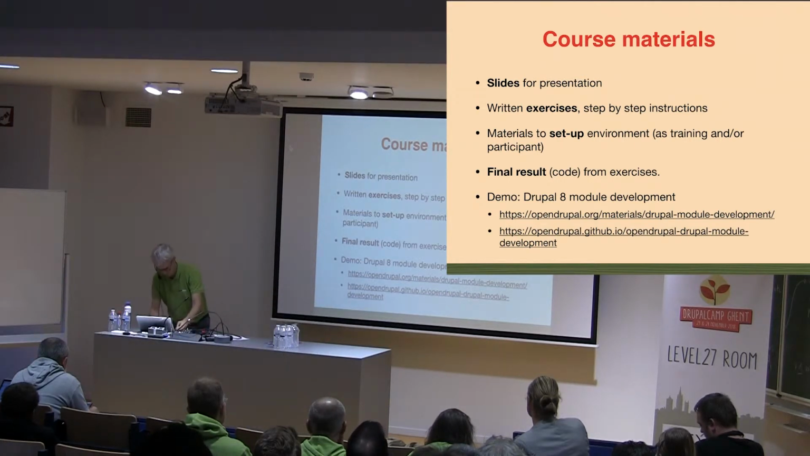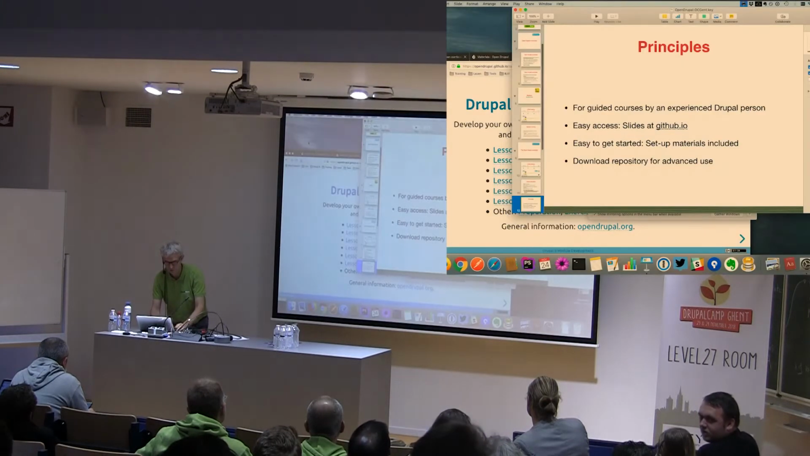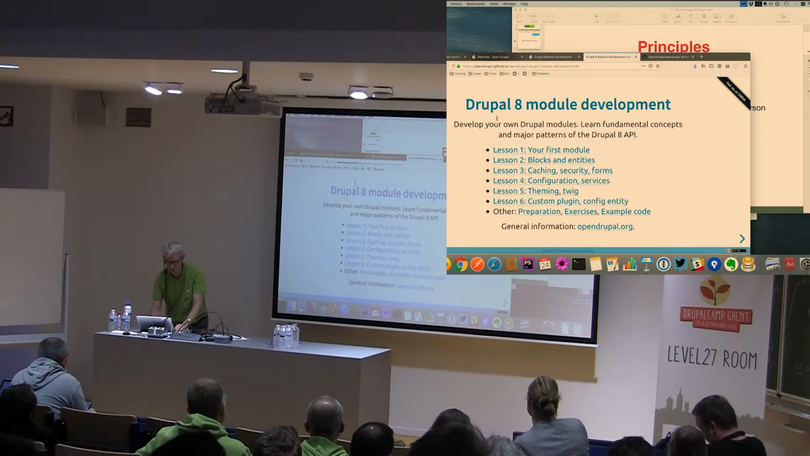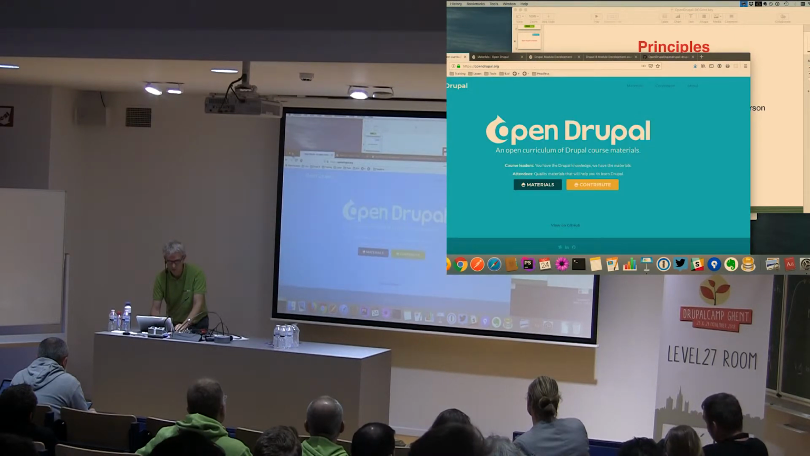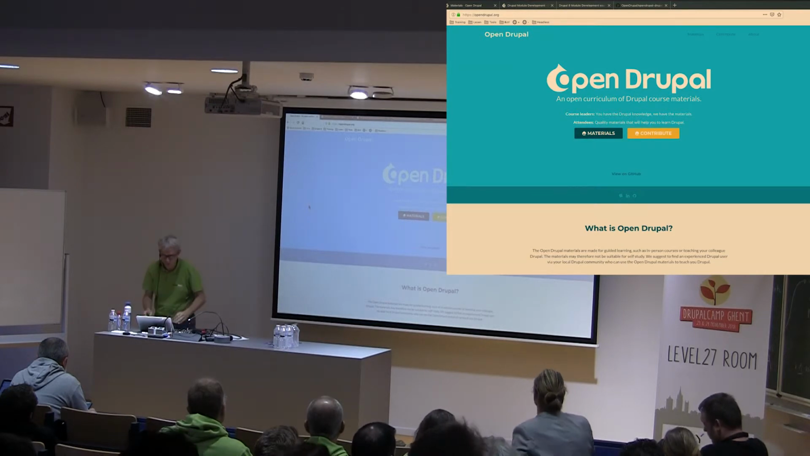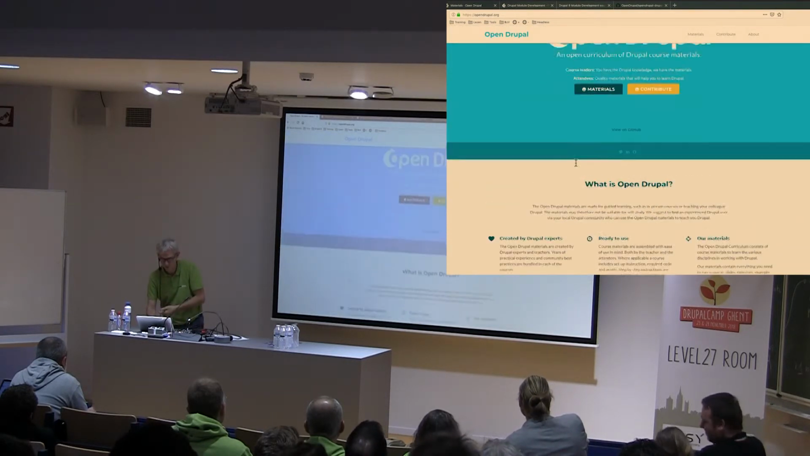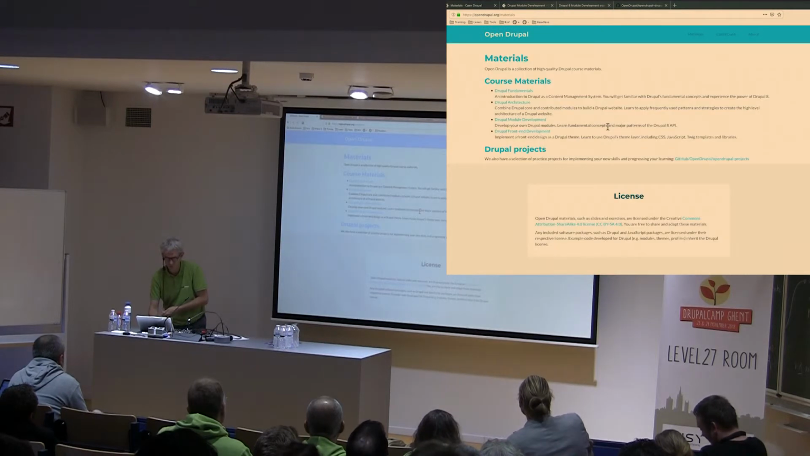And now I have to navigate between this view, which I rarely use. I'll do it this way. This is OpenDrupal. It's a basic website. We just took a theme and we built a site with Jekyll. Some information about OpenDrupal, what it is, an overview of the materials.